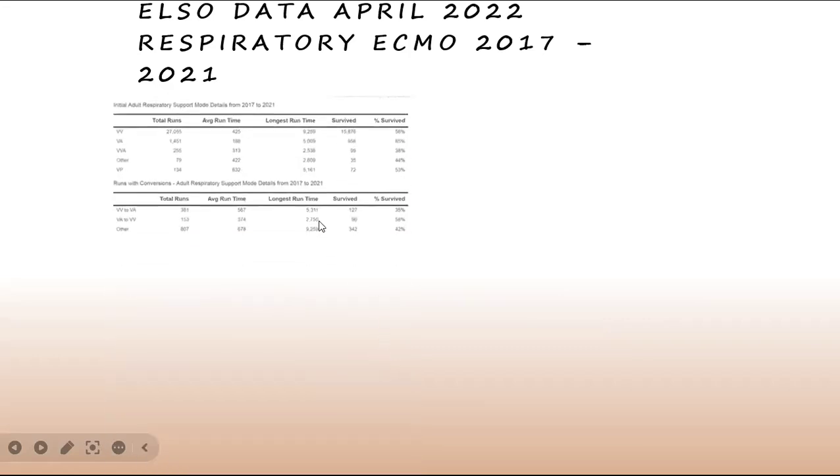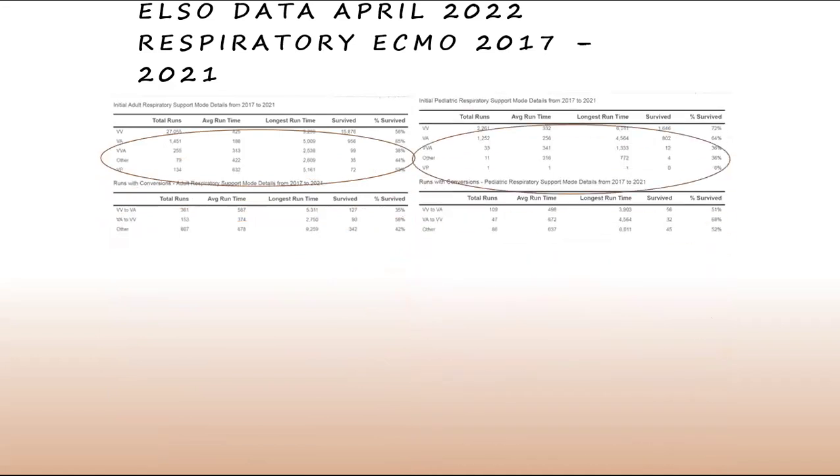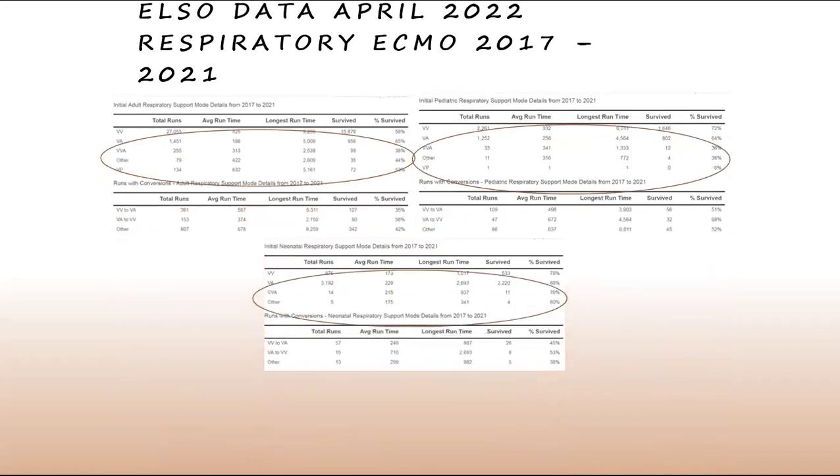So let us see the data of hybrid ECMOs here. This data is from 2017 to 21. If you see the data from the adult population, pediatric population, and neonatal population, the percentage of hybrid ECMOs is pretty less compared to normal basic VA ECMOs. And if you see the survival percentage, 38% of hybrid ECMOs have survived in adults, 36% in pediatrics. But when it comes to hybrid ECMO in neonates, it's 78%.